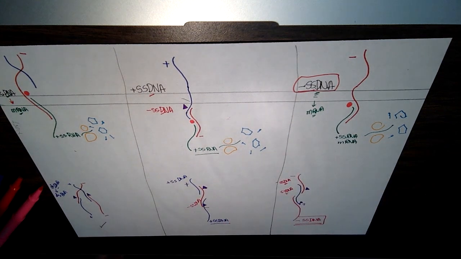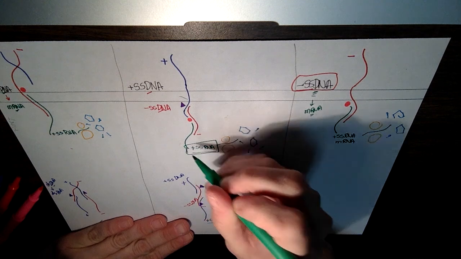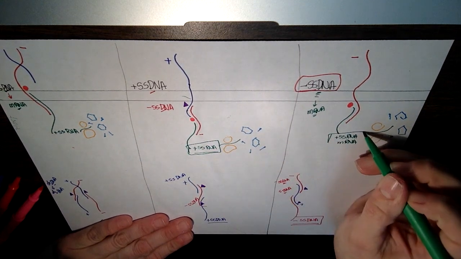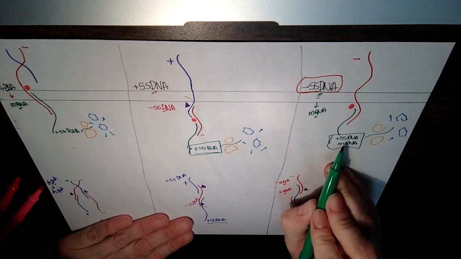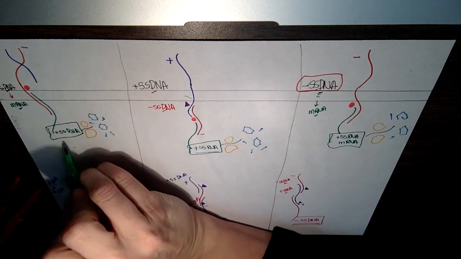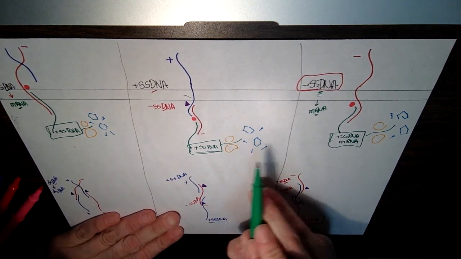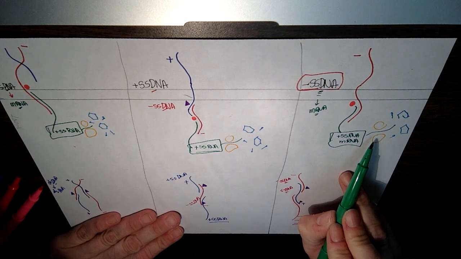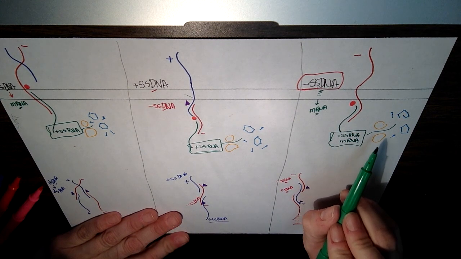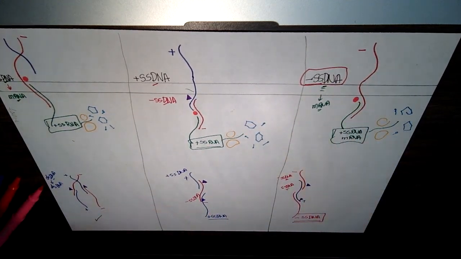we always end with positive single-stranded RNA. We ended here with positive single-stranded RNA going into the ribosome. This is the only form that can go into the ribosome. How we got there is what is the difference.